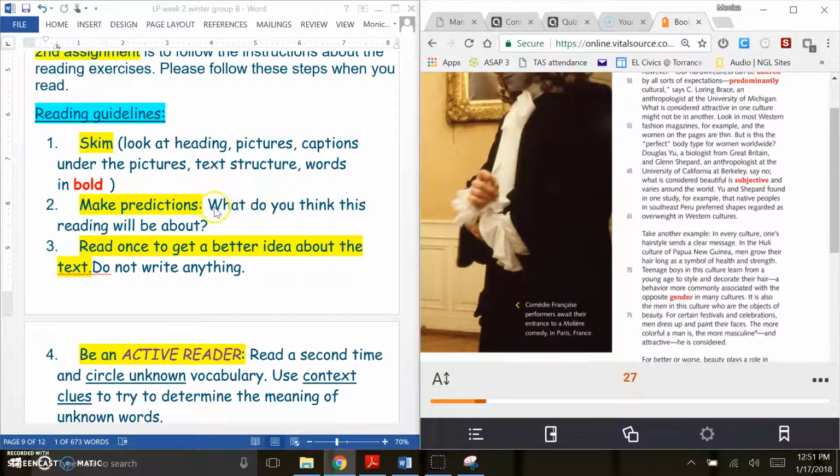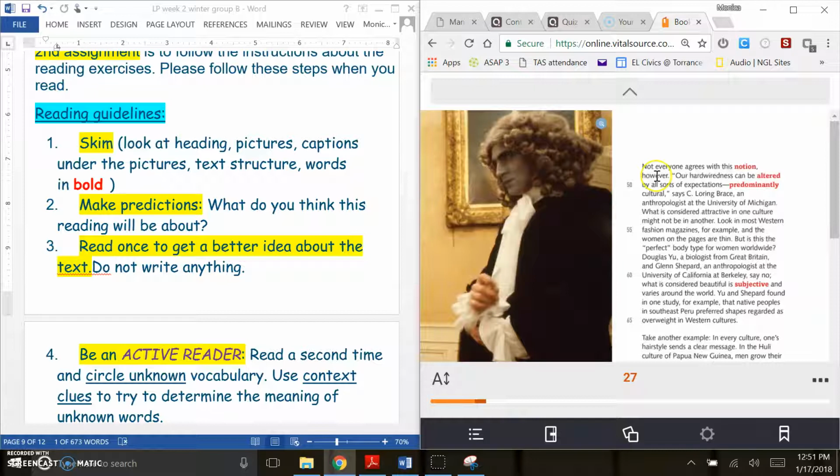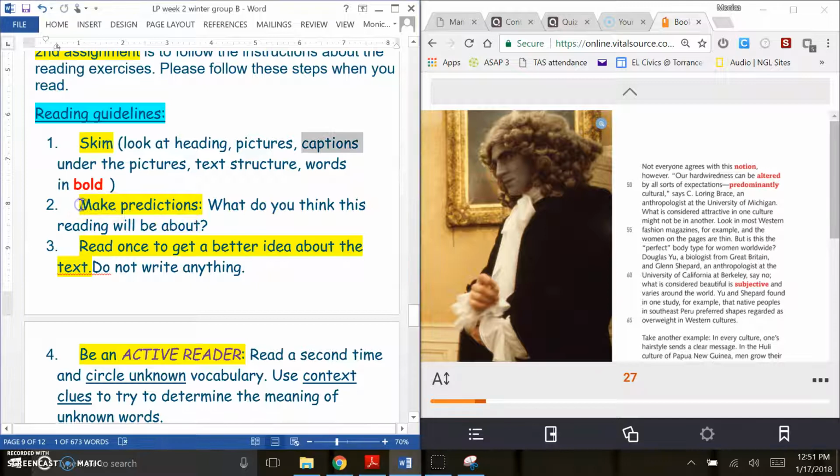Okay? Next thing that I want you to do is, now that you have seen the pictures and you have seen the bold words, I want you to make predictions. To make a prediction means that you're going to think about the reading. What do you think the reading will be about? I look from the pictures, I saw pictures of people. So does it look like it's going to be a text about spiders? Or what do you think it looks like? It looks like different people are putting on makeup. So what could this text be about?